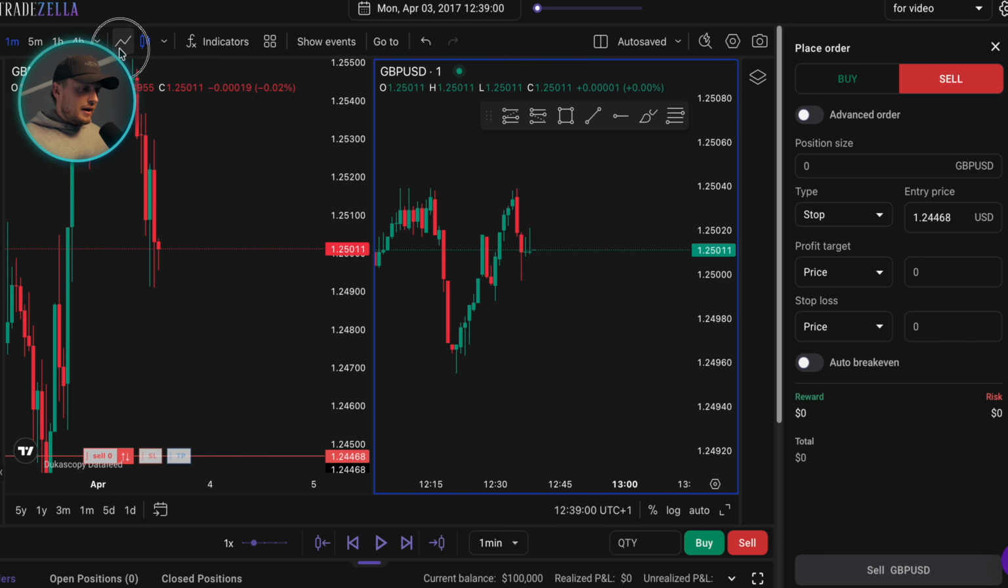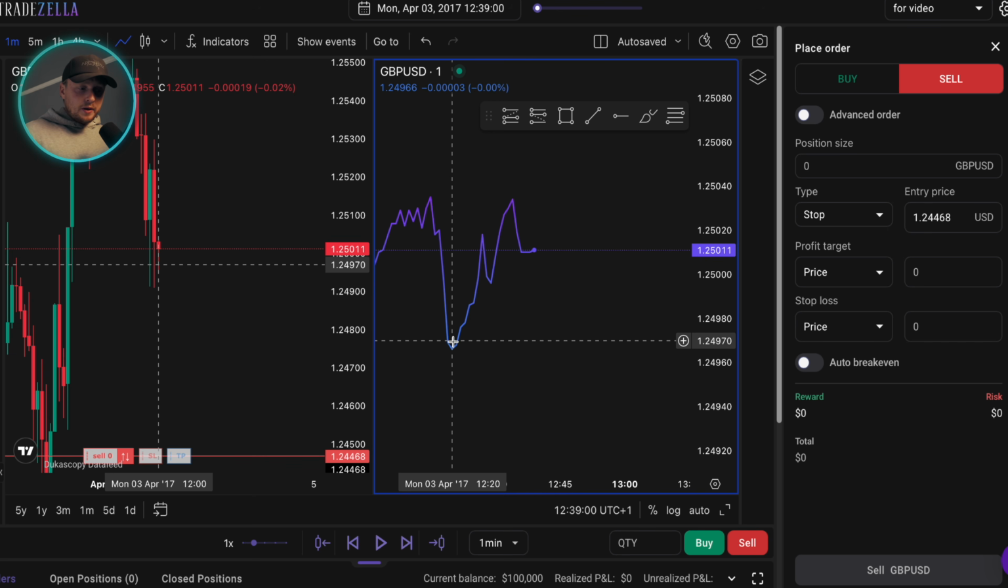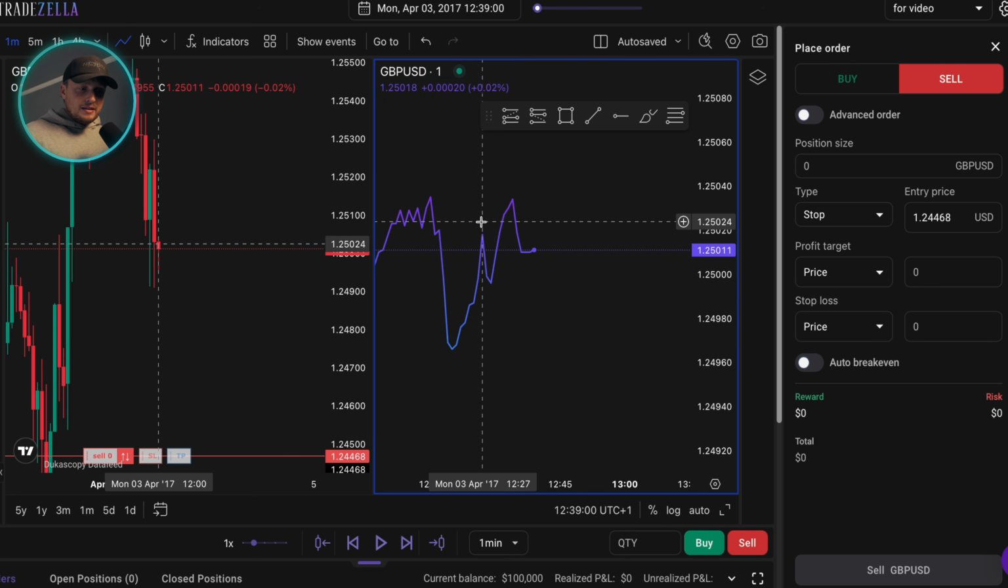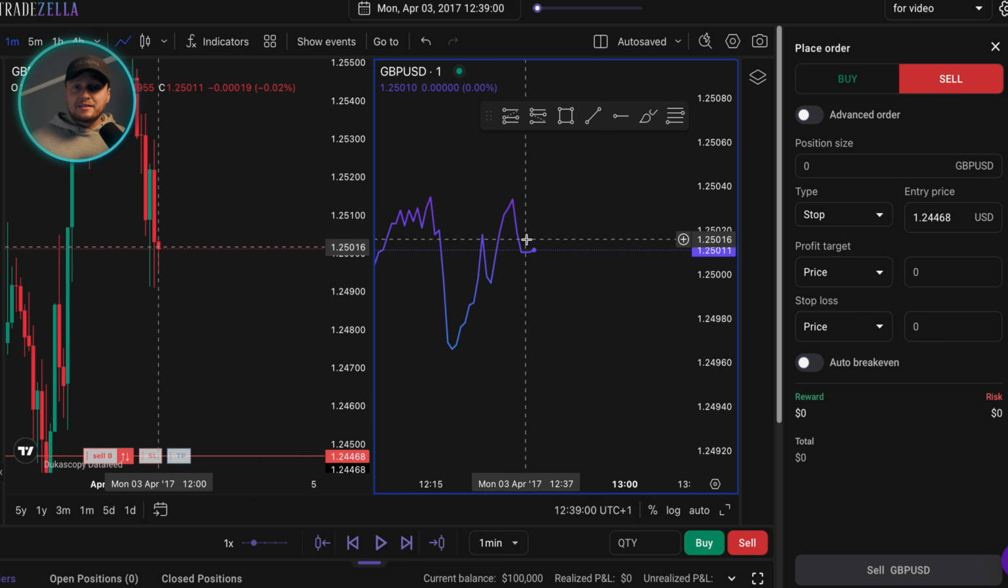Let's go down to the line chart to hopefully illustrate the point even more. So 12.20 we made the lowest point. We have then been making higher highs and higher lows. So there's a higher high, there's a higher low, there's a new higher high, and we've come down and created a new higher low. So as it stands, we're actually bullish on the 1 minute chart. However, like I say, we can only look for sells because of the previous hourly candle.